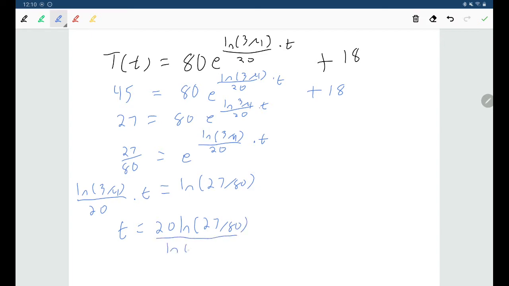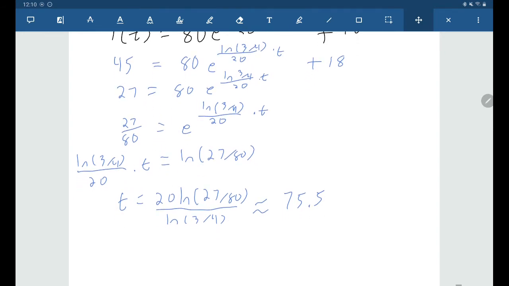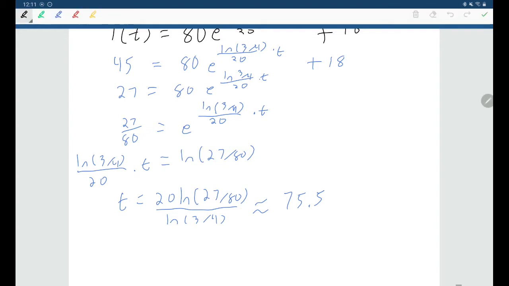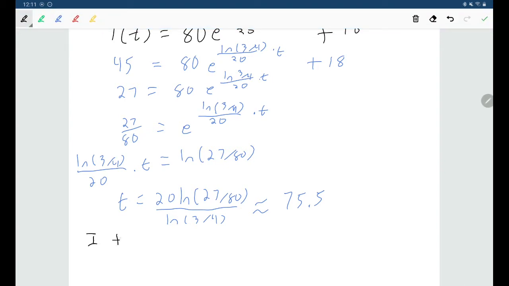bringing the natural log of 3/4 down, and then we run that through our calculator and we find out how many minutes it will take. Here I ran that through and it's about 75.51, so 75.5. So my final answer to the question here, how long does it take for the cake to reach 45 degrees Celsius? It takes 75.5 minutes for the cake to cool to 45 degrees Celsius.